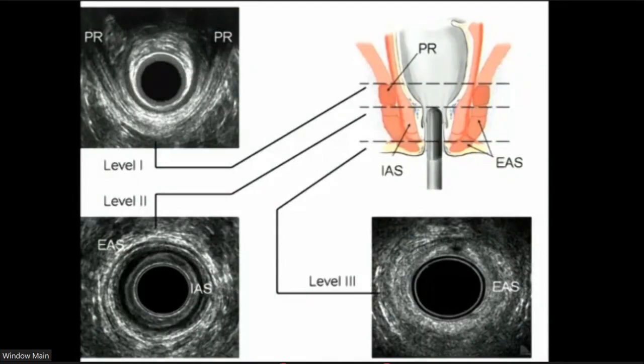If we look at the intrarectal ultrasound, we also have three levels. You can see this is the puborectalis level, the loop of the puborectalis. In the middle, we can see the external and internal sphincter. In the lower one here, we can see only the external, no internal. This is the subcutaneous external sphincter. As you can see, we have three levels too.